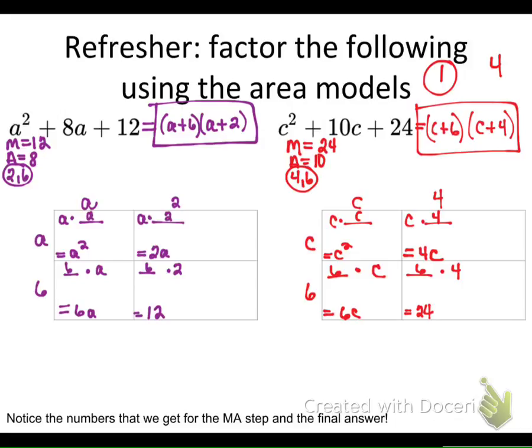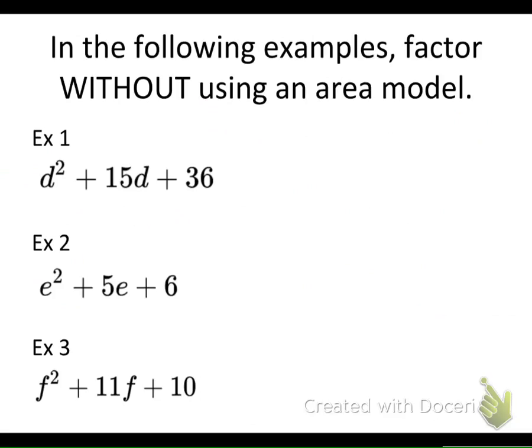Okay, so that's the long way. You guys ready for the shortcut? You tired of doing the long way? Okay, let's do the shortcut. All right, now, in the following examples, we're going to factor without using an area model. The steps you're going to follow: you're still going to have to find the M, and you're still going to have to find the A.